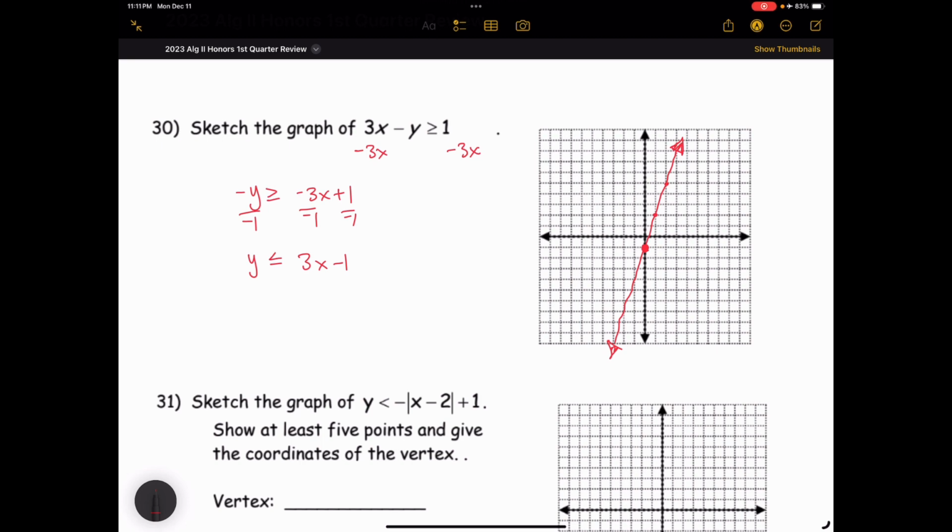All right, it's less than or equal, so it's a solid line. And do we shade above or below? That's the question. So I like to pick 0, 0, plug it in, and then see what happens. Right, so is 0 less than or equal to -1? No, it's not. 0 is bigger than -1. So it's a false statement. So that means I have to shade on the opposite side of the line of the point that I picked.